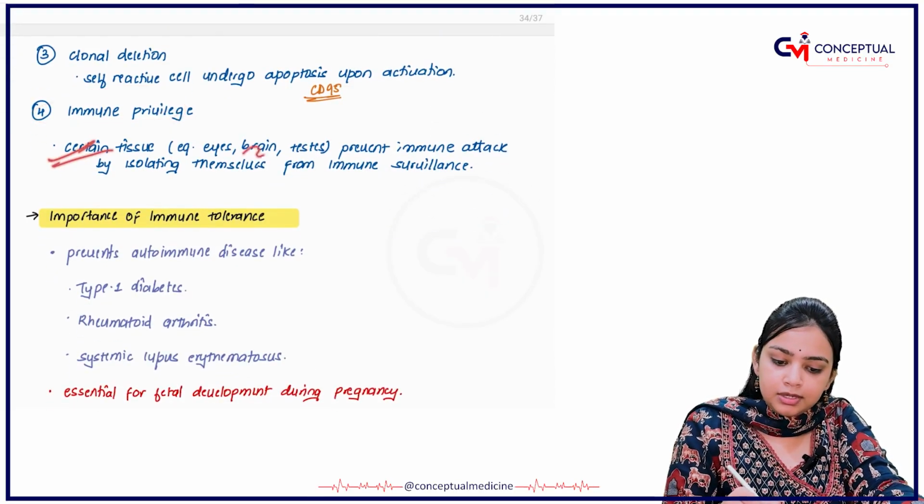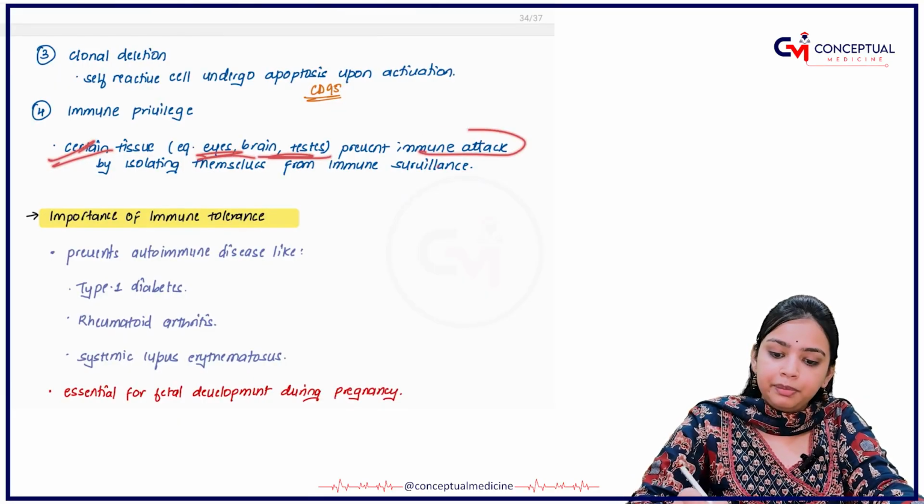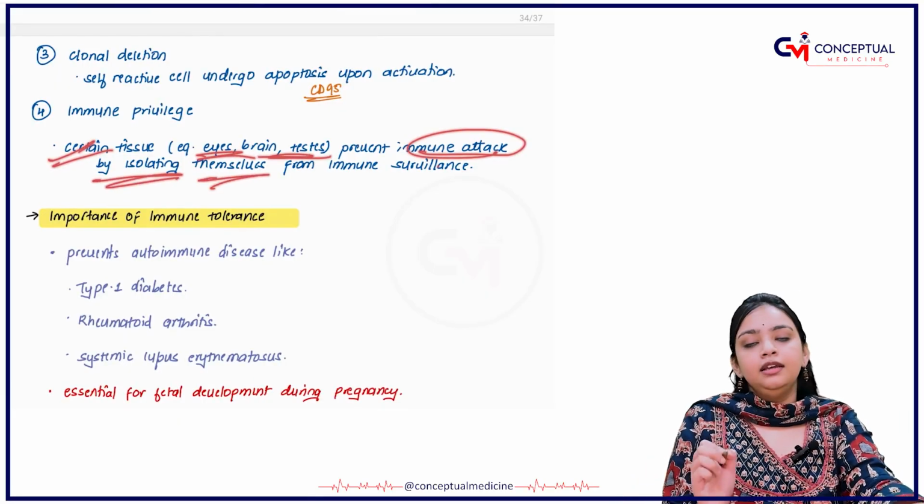Next that you have is immune privilege. See, there are certain tissues like the eye, brain, and the testes. They prevent immune attack by isolating themselves.